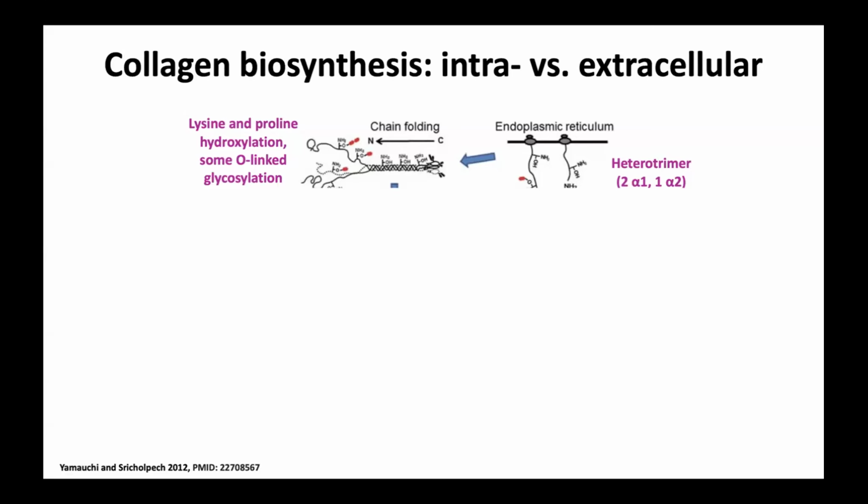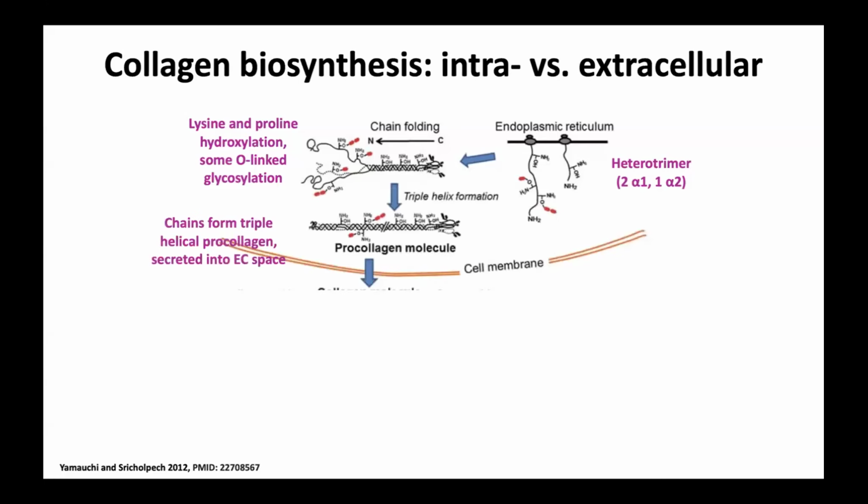Then inside the cell, you have lysine and proline hydroxylation. There may be some O-linked glycosylation, and we'll talk about the importance of that in a minute. But you get the formation of these very rigid trimers. And then, as I said, the chains form the triple helical procollagens, and they're secreted into the extracellular space. So this is what happens inside the cell. You get the triple helix formed.